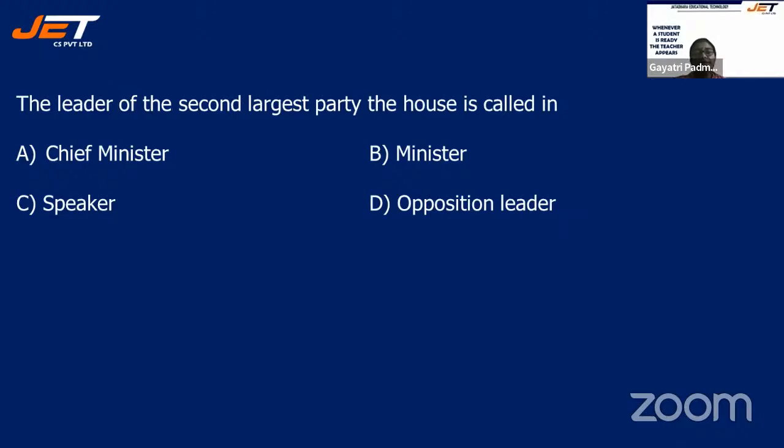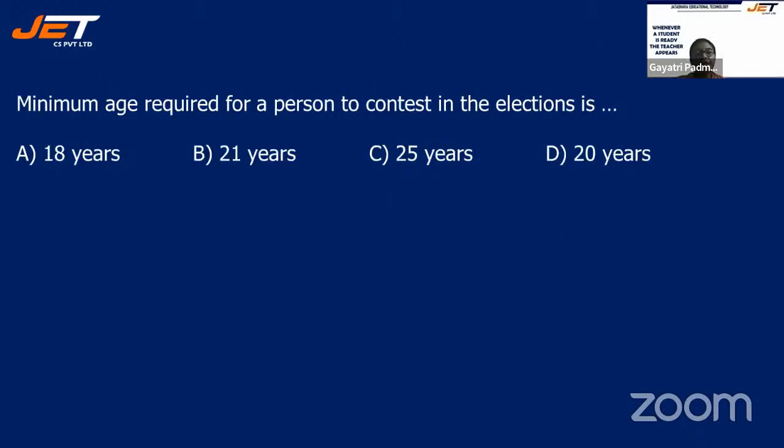The leader of the second largest party in the house is called dash. Chief minister, minister, speaker, or the opposition party leader. The leader of the second largest party of the house is called the opposition leader. Whoever is getting the maximum will win. Okay, the next second largest will be the opposition leader.